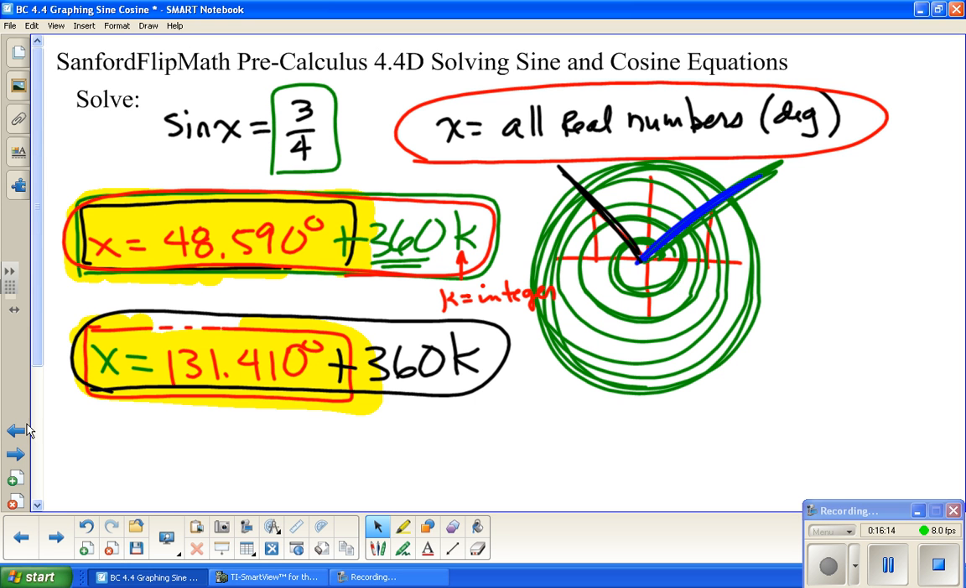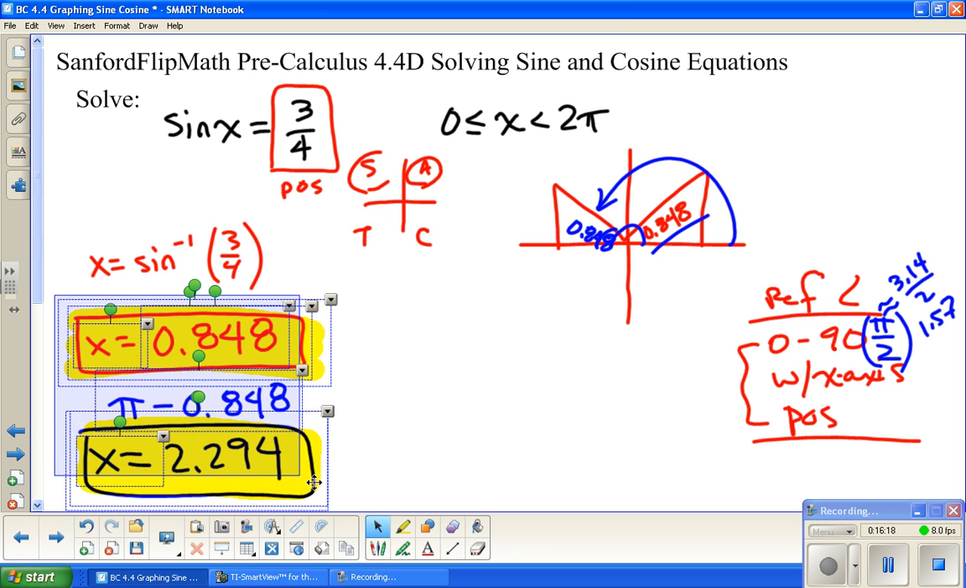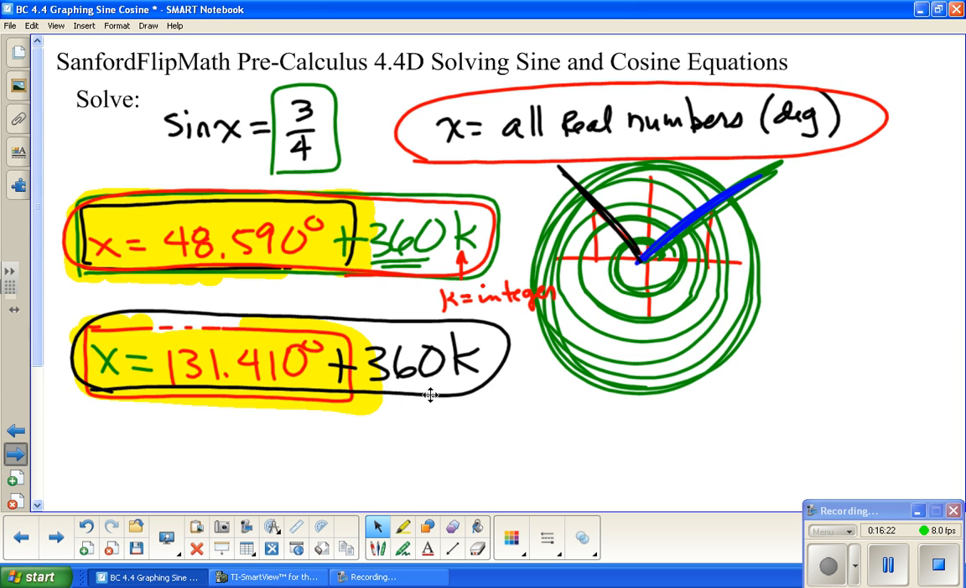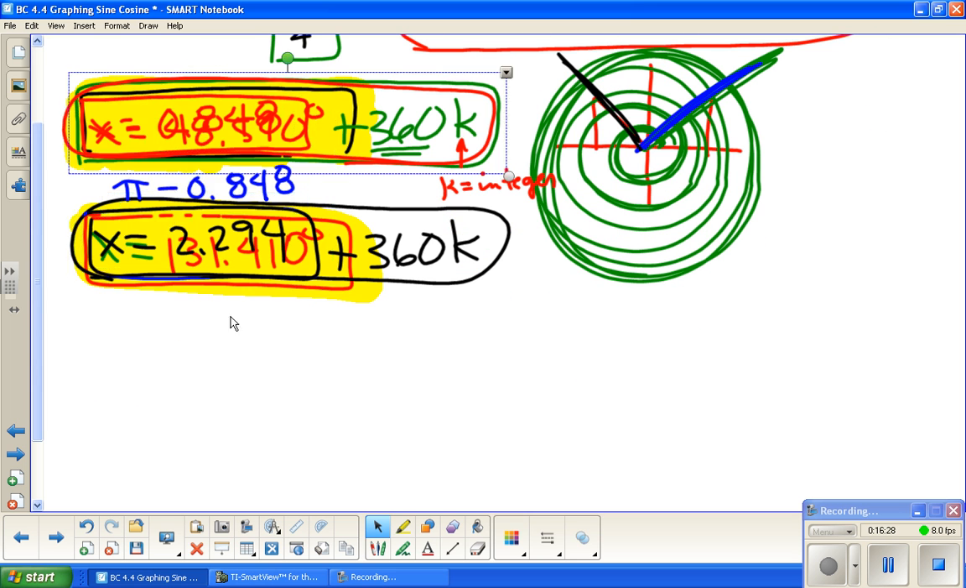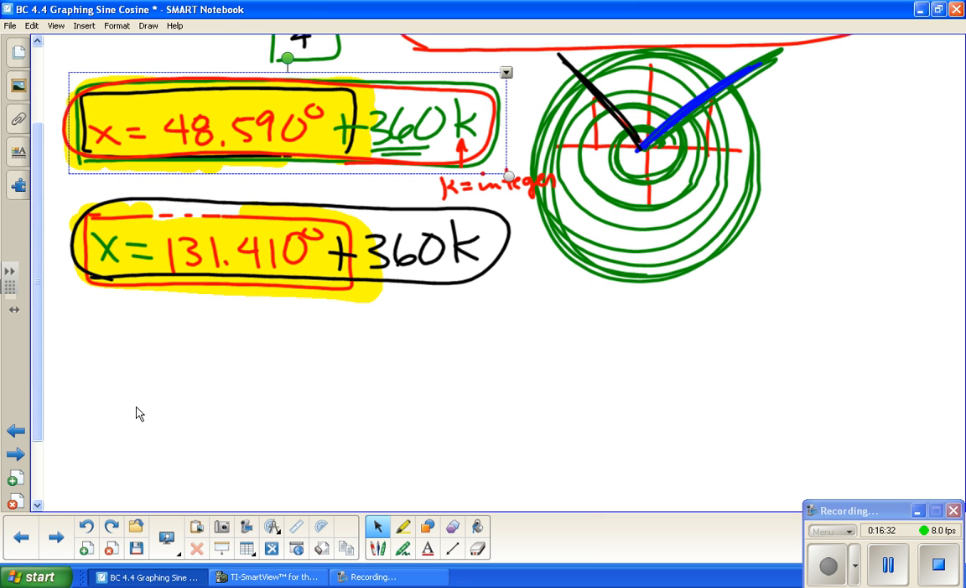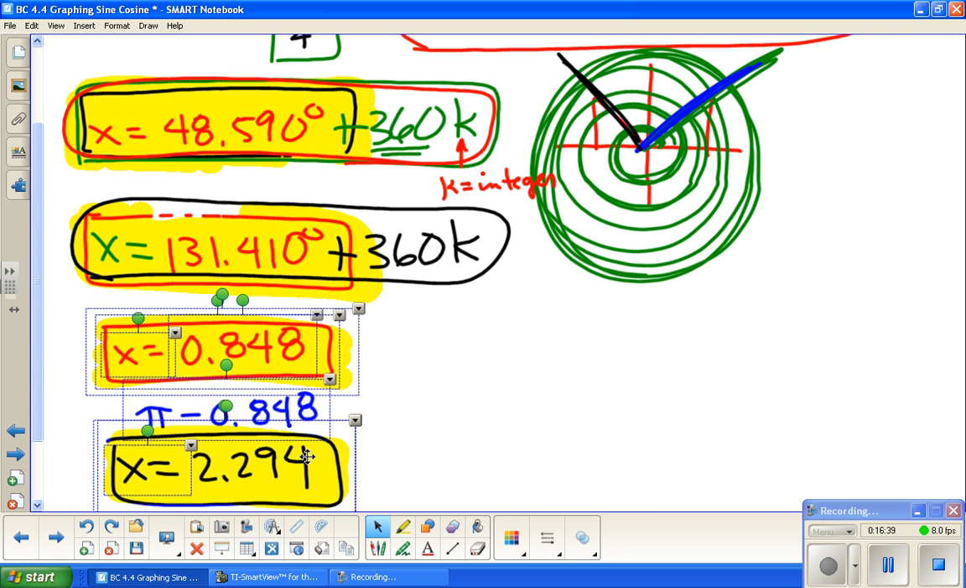Okay, so let me do one more thing with this same exact problem, and let me grab these. So if this problem specified all real solutions in radians, oh, that's bad. Okay, so let me do it again. In radians, here we go, good, that's much better.